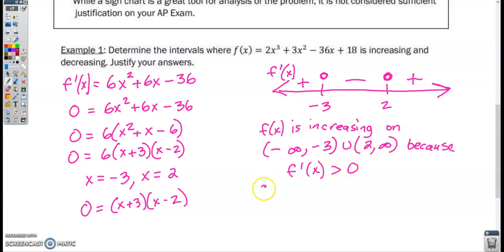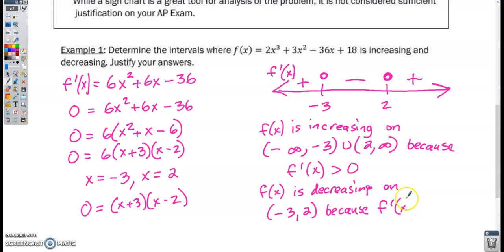And then I'm going to do decreasing, since we wanted to identify where it was increasing and decreasing. We're going to say f of x is decreasing on the interval, and my interval is where the sign chart shows negative. That's from -3 to 2. And my reason statement is because f prime of x is less than 0. All right, and there's my answer to where this function is increasing or decreasing, with my answers justified.